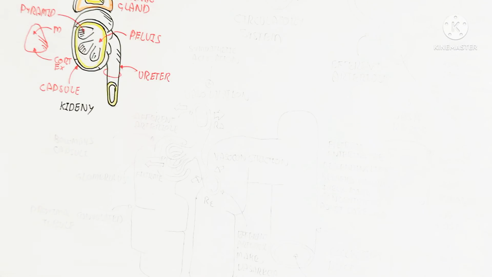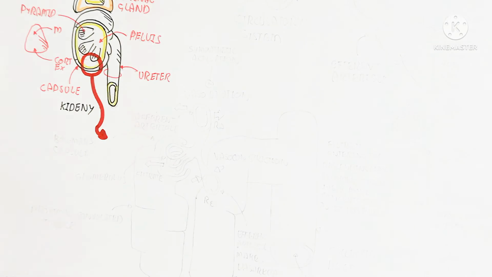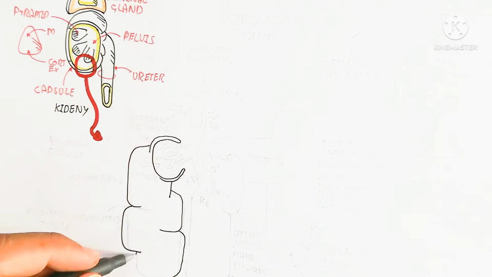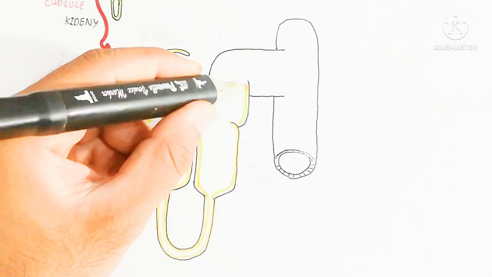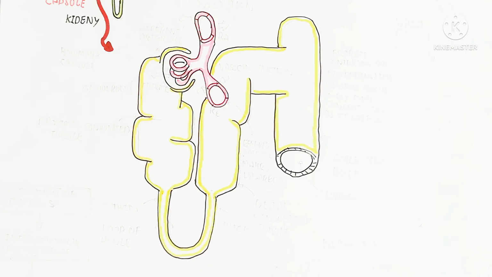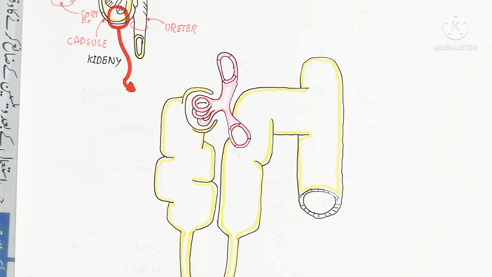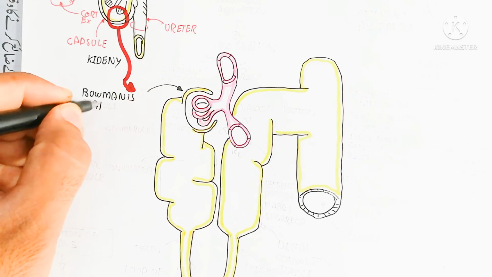Let's begin to understand the nephron. And where is the nephron? Nephrons are present in the cortex and medulla of the kidney. The medulla contains the loop of Henle of the nephron, while the cortex contains the glomerulus and Bowman capsule. So this is the glomerulus and Bowman capsule.